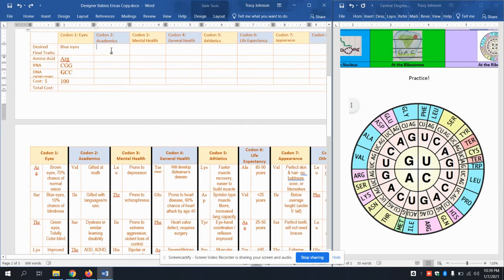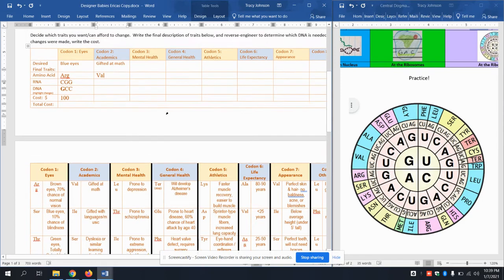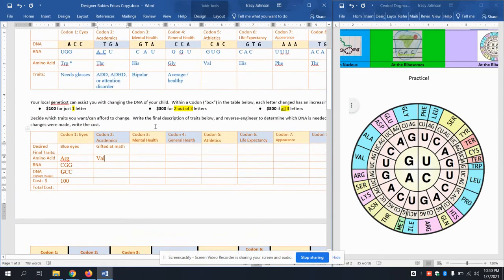So if I want gifted at math, I know that I need the amino acid valine. So let's look over here at valine. Valine is right here, and you get that by doing G, U, and then any of these other letters. So let's see, let's do G, U, U, because that would give me valine. G, U, U gives me valine. The DNA that makes that is CAA.